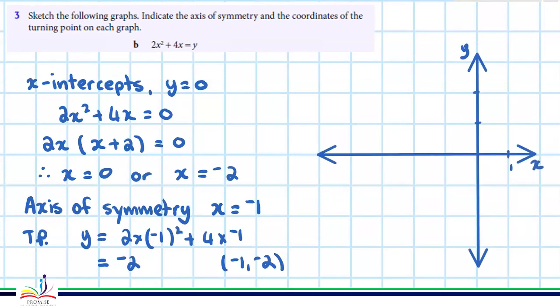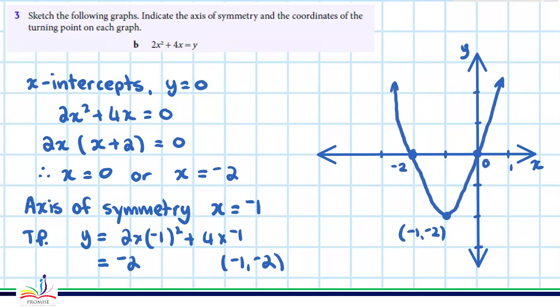graph. So draw some axes, mark the roots, mark the turning point, join it up by the best line that you can, and then put the axis of symmetry in. Don't forget they asked us to do that. And make sure we've labeled the turning point as well. Good job.